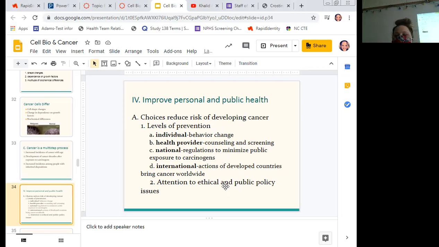Nationally, we can regulate and minimize public exposure. What's a way we've minimized public exposure to carcinogens?